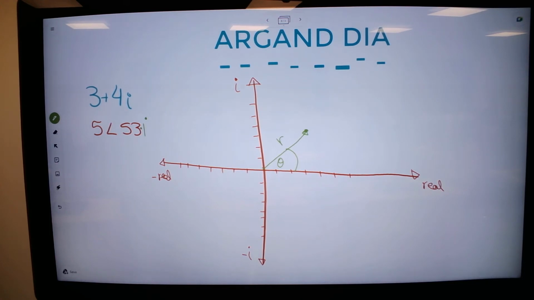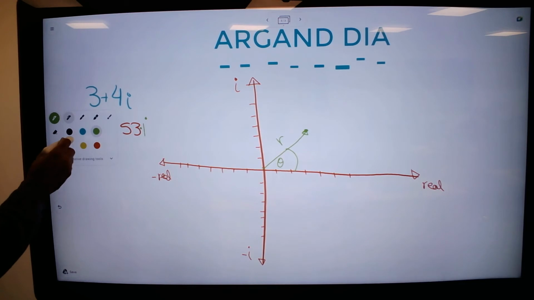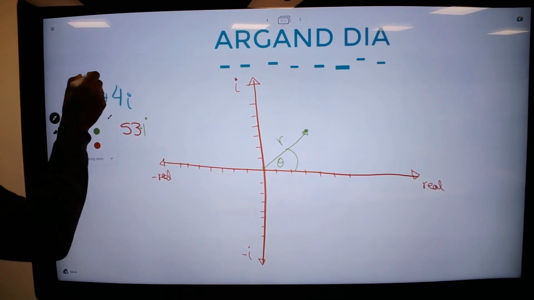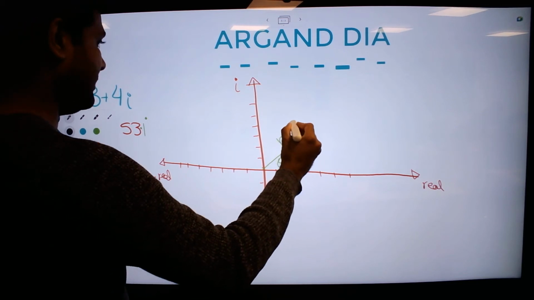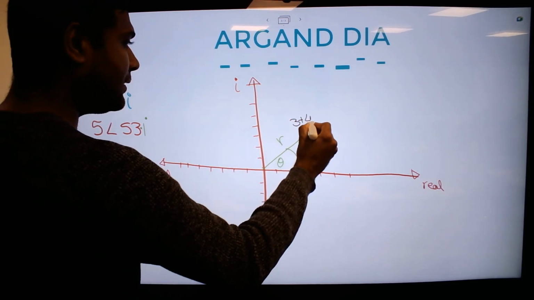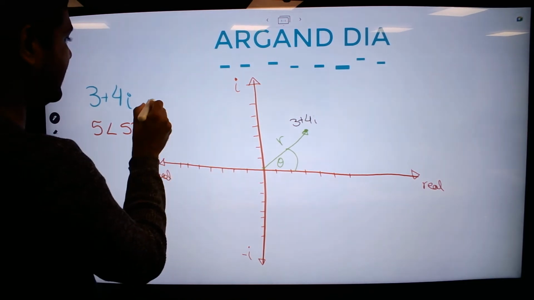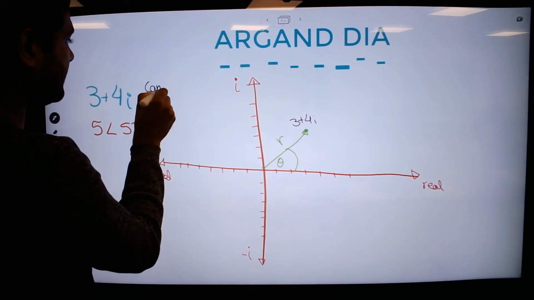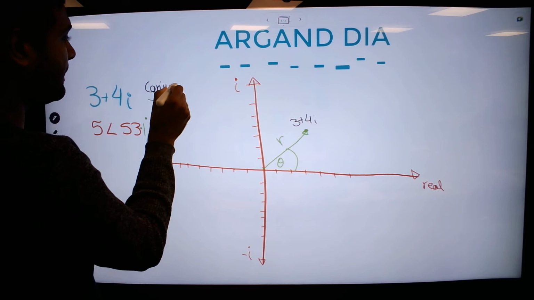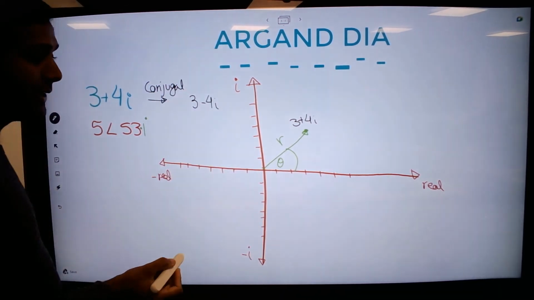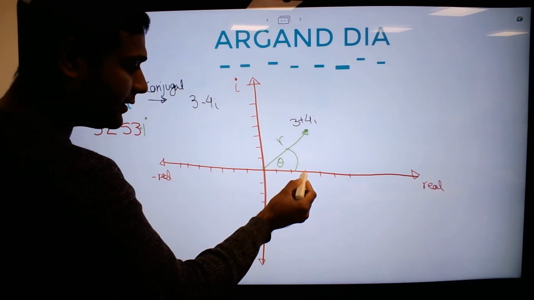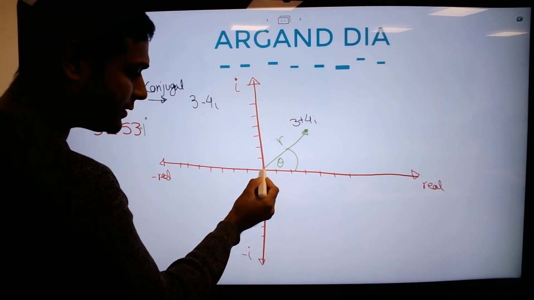If that was okay, what's the conjugate of 3 plus 4i? Anyone? 3 minus 4i. Okay, conjugate. I'm going to write the conjugate here. So this thing is 3 plus 4i. Now the conjugate is 3 minus 4i. Done. So let's plot 3 minus 4i. 1, 2, 3, but 1, 2, 3, 4. So it's going to be like this.